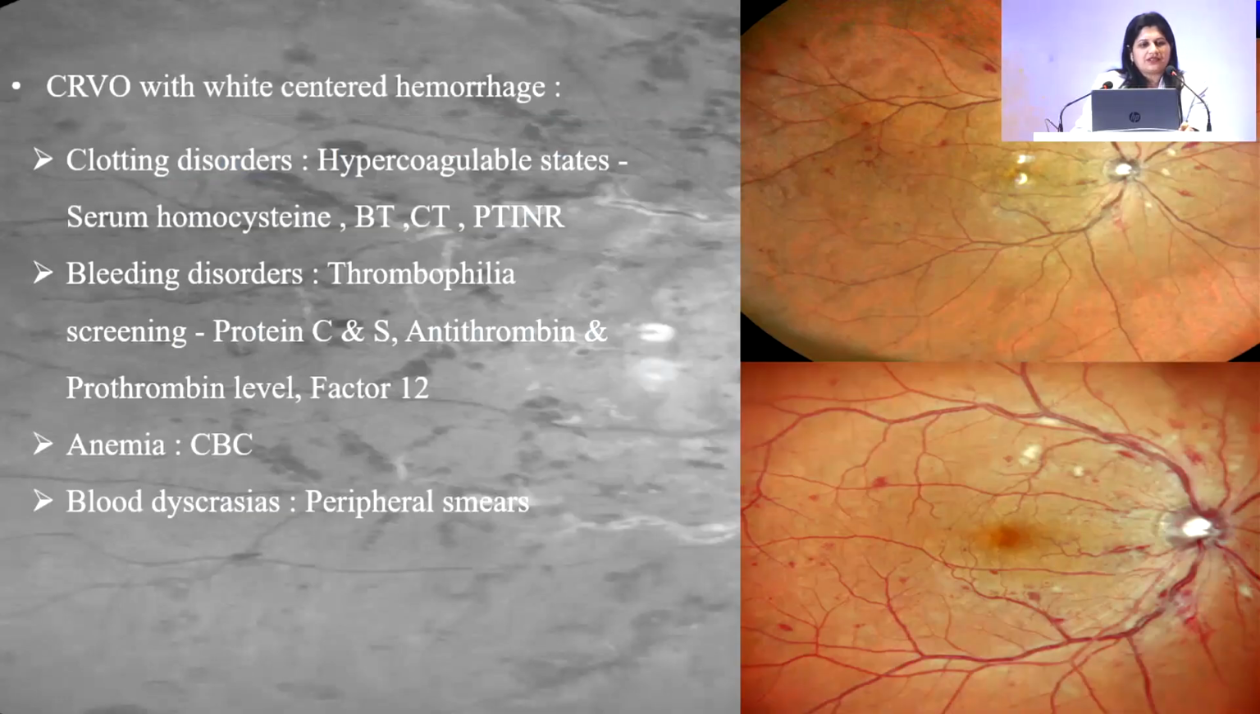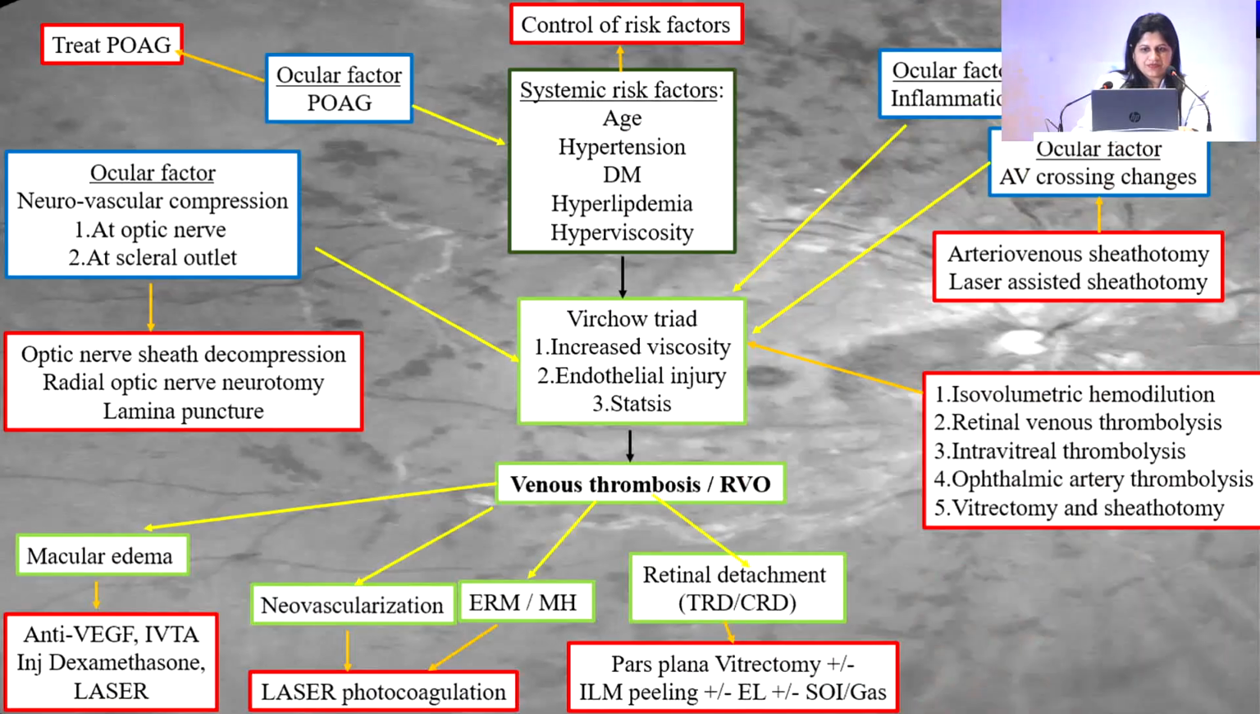We also get CRVO with white-centered hemorrhages. These are commonly seen in clotting disorders, bleeding disorders, or in cases of anemias or blood dyscrasias. So this is a very crowded slide.